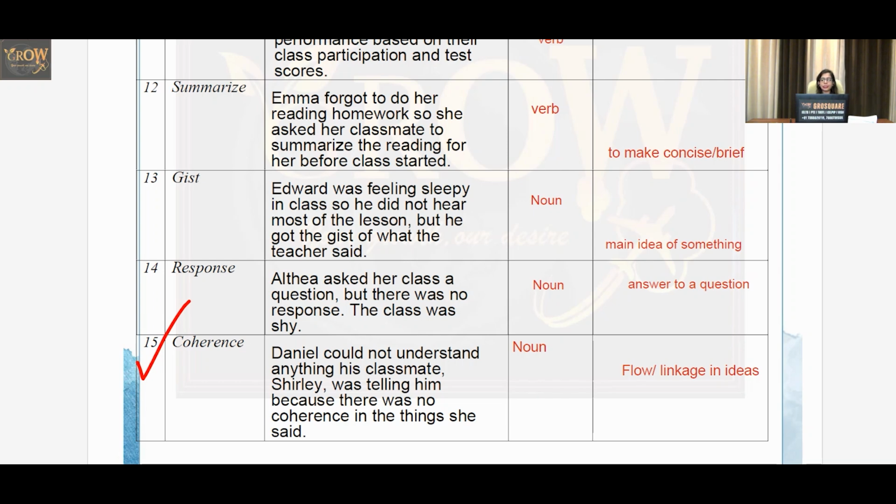We try to maintain a perfect flow or linkage in the ideas, and this is what coherence is called. Okay, now let's try to understand it with the help of examples. So they are saying that Daniel could not understand anything his classmate Shirley was telling him because there was no coherence in the things she said.